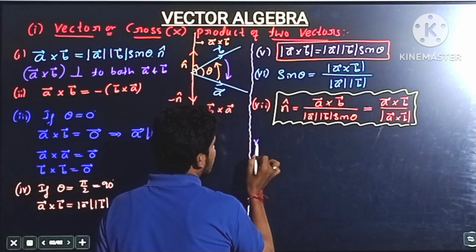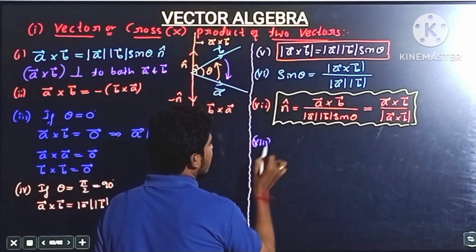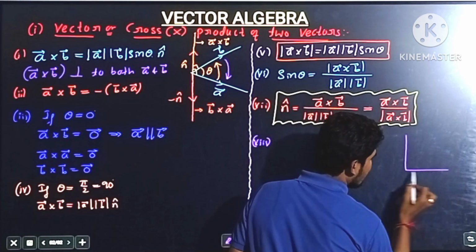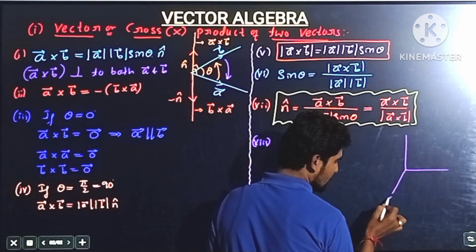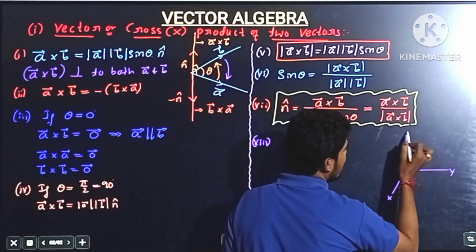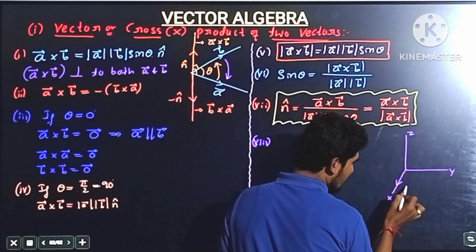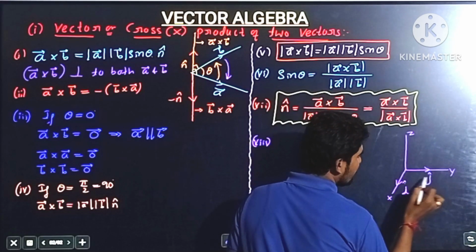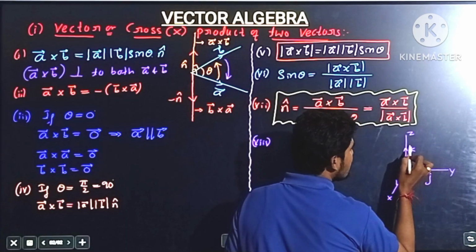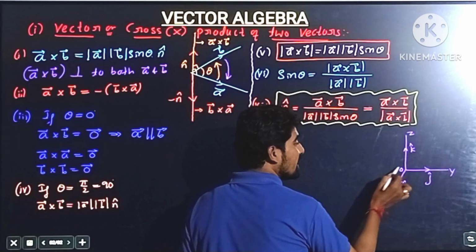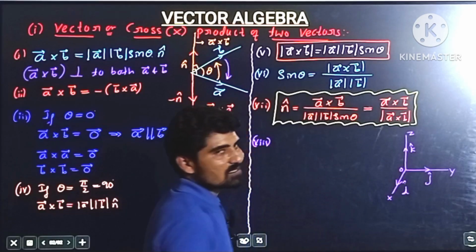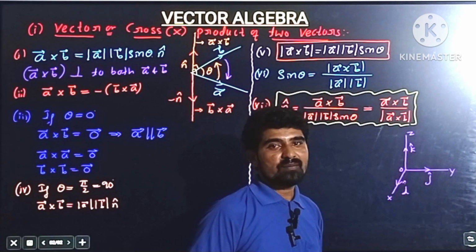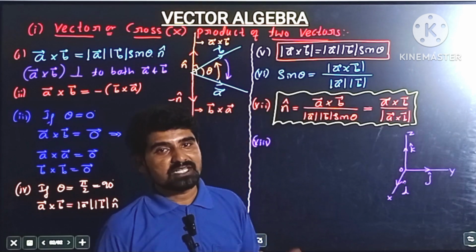And the eighth point is, as you know, the unit vectors along the x-axis, y-axis and z-axis. Suppose this is the x-axis, y-axis and z-axis. We know that the unit vector along the x-axis is i cap, the unit vector along the y-axis is j cap, and the unit vector along the z-axis is k cap. And we know that the x-axis, y-axis and z-axis are mutually perpendicular to each other. It means that i cap, j cap and k cap are also unit vectors perpendicular to each other.